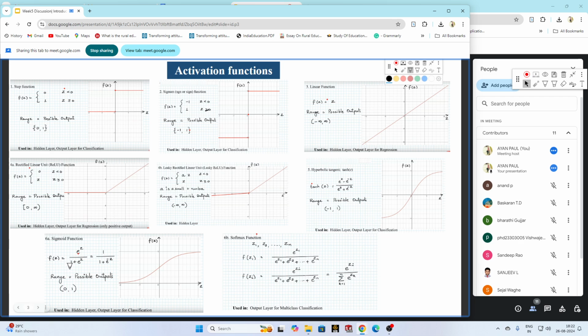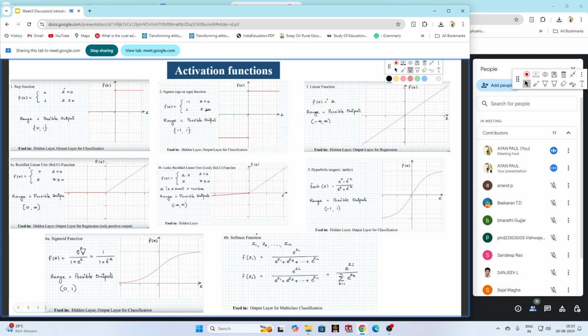Sixth is the sigmoid function. This is your sigmoid function: e to the power z by 1 plus e to the power z. We have also learned about the sigmoid function in the earlier classes, when we were doing classification, logistic regression. So the same thing is your sigmoid function.